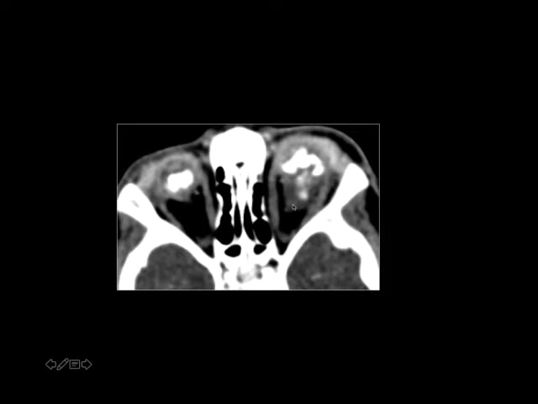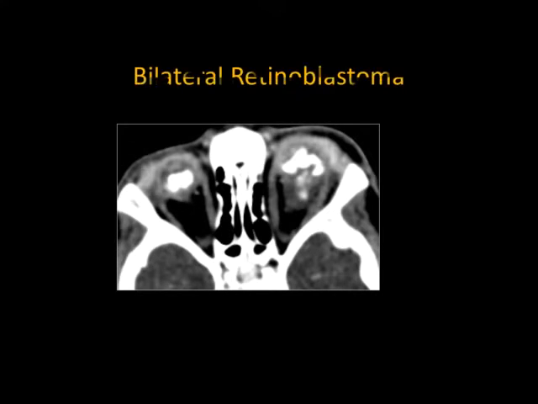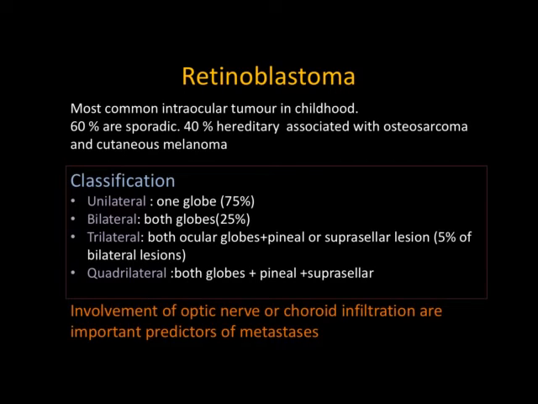So basically, when you have retinoblastoma, there can be unilateral, bilateral. What is trilateral retinoblastoma? A tumor in the midline, sellar or suprasellar. Yeah. So basically, this was bilateral retinoblastoma.